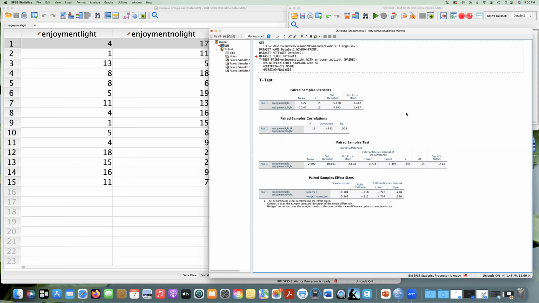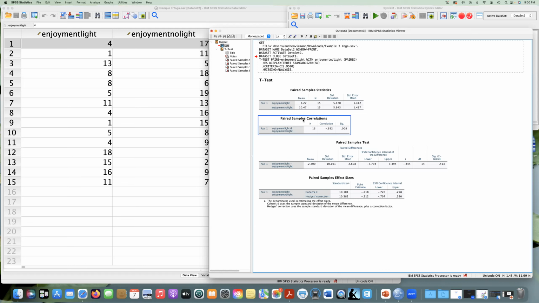So here, let's talk about our results. We have our paired sample statistics. We have a mean, a sample size, and a standard deviation and standard error for the mean for the enjoyment of yoga in our light and no light condition.